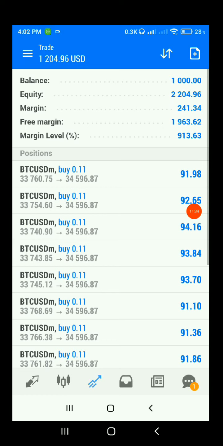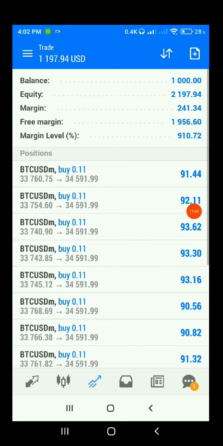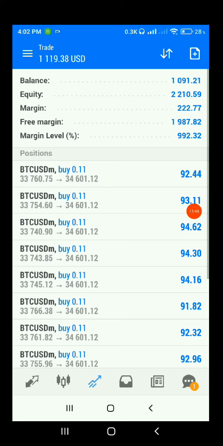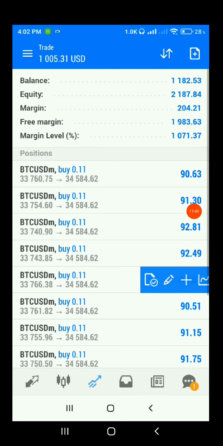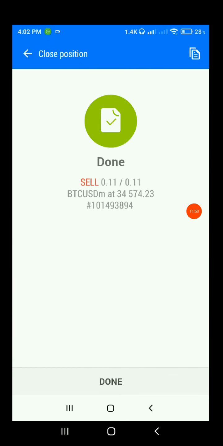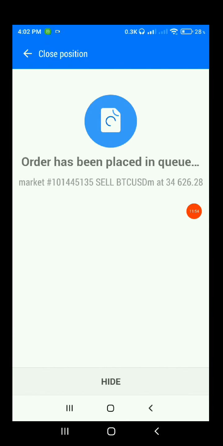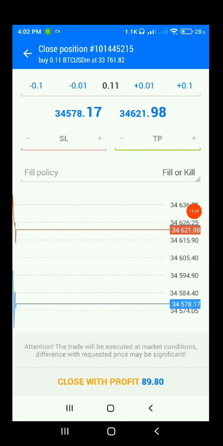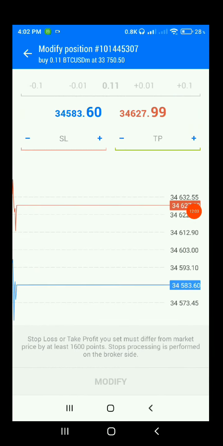So here we go. Right at this moment I'm just taking profit. All of you can try this on your demo account and practice a lot, and it will make you successful. This is a very easy strategy. That is the trend line strategy.